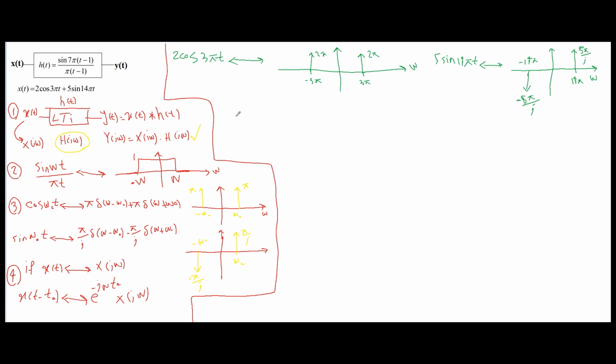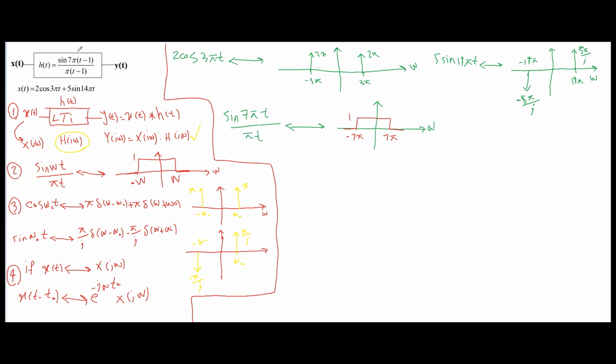Now let's find the frequency response of the system. First, we write the Fourier transform of sine of 7 pi t divided by pi t. According to the second point, this is a rectangular pulse from minus 7 pi to plus 7 pi with amplitude 1.